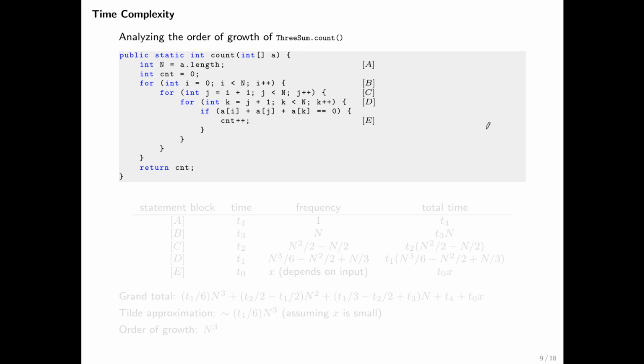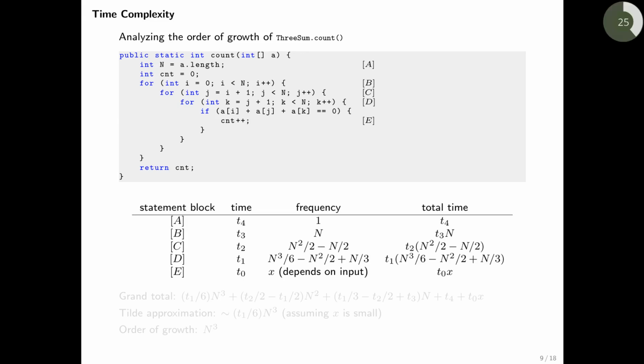B denotes the outermost loop, C denotes the second loop here, D denotes the third loop, and E denotes the statement sitting inside of the if statement. What we want to do now is carry out a mathematical analysis of the order of growth or running time of this count method, which implements and solves the threesome problem. Let's go through this carefully.